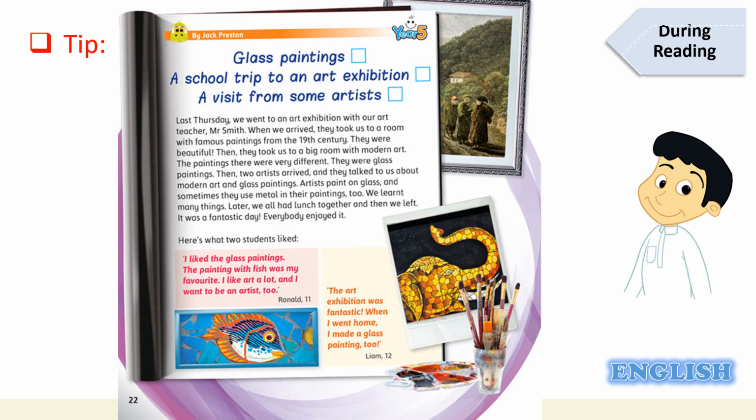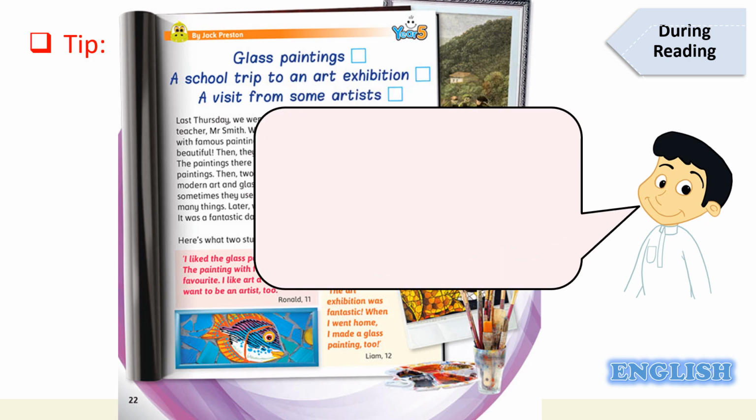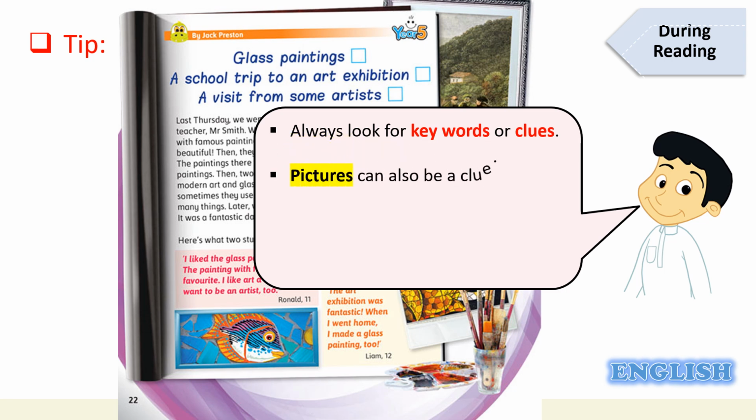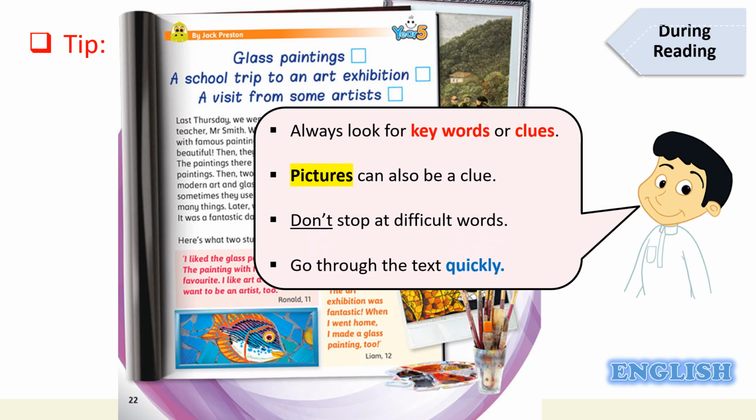Remember, my dear students, there are always smart moves that you can do to help yourself read better and find the information you are looking for very quickly. Here are some tips that will help you. 1. Always look for keywords or clues. 2. Pictures can also be a clue. 3. Don't stop at difficult words. 4. Go through the text quickly.